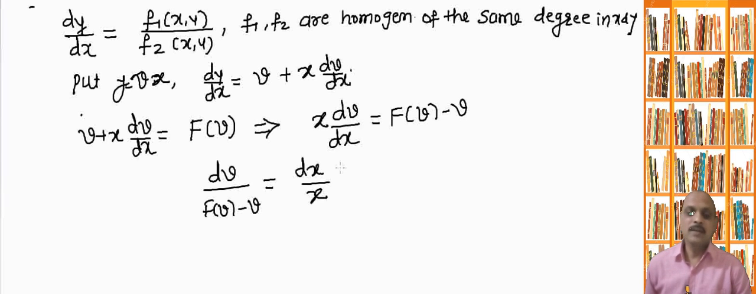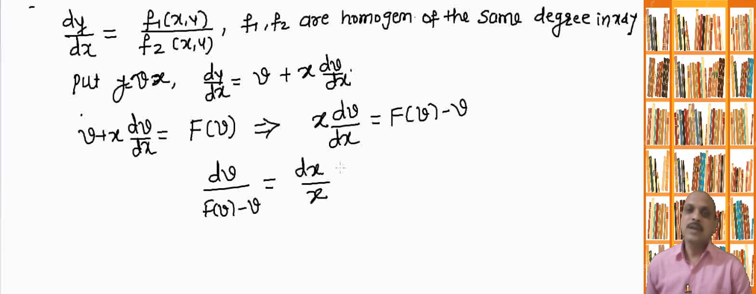So once again let us see what type of equations these are. dy by dx equal to f1 of x comma y by f2 of x comma y, where f1 and f2 are homogeneous of the same degree in x and y. Every term is of the same degree in the numerator as well as in the denominator, and such type of differential equations are called homogeneous differential equations.